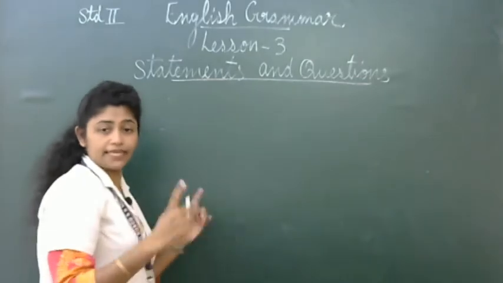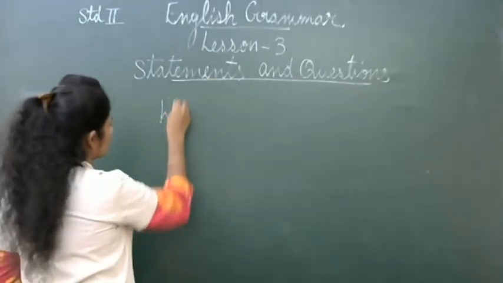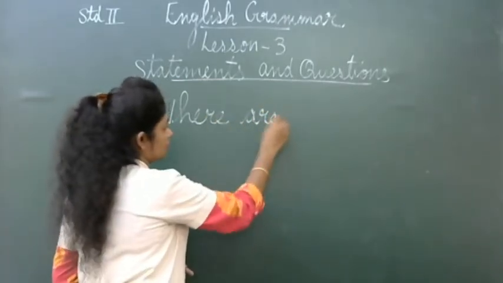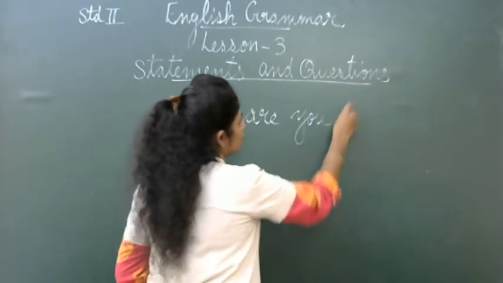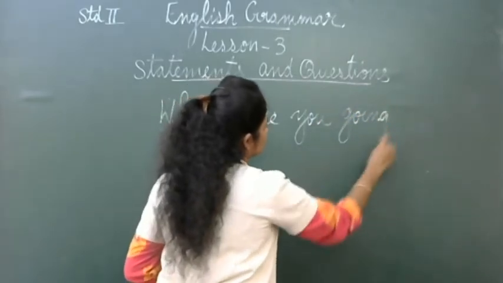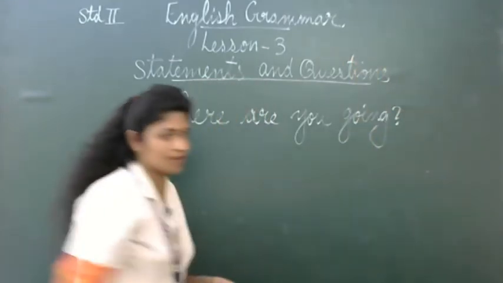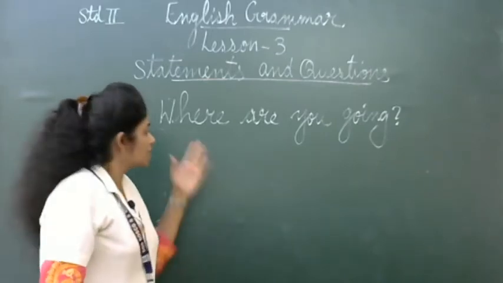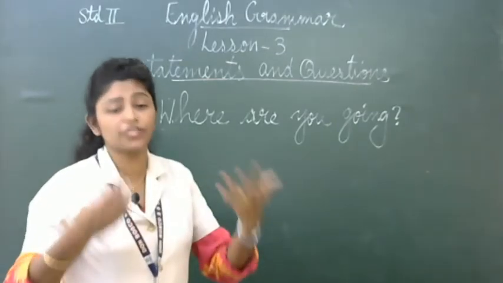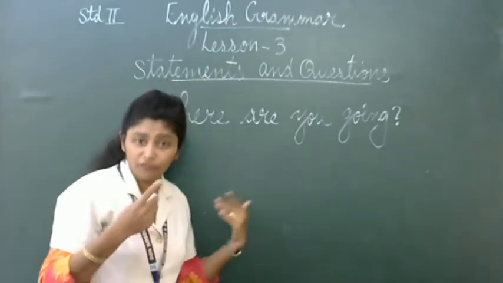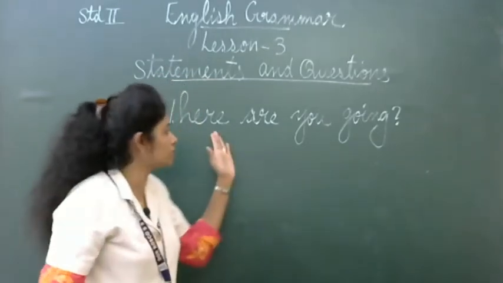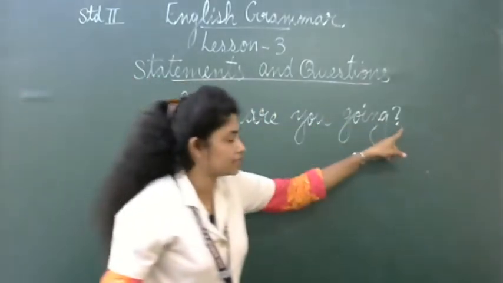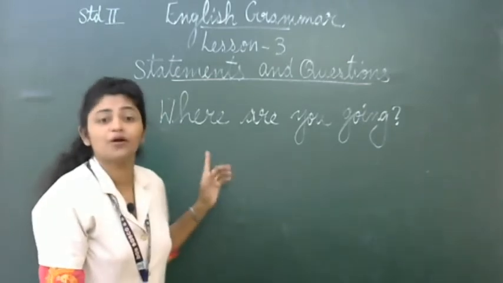Alright, I am going to write another sentence. Where are you going? This sentence is also asking you something. It wants to get some information. It wants to find some answer. It is also asking you something. And it started with a capital letter, ended in the question mark. So that is a question.